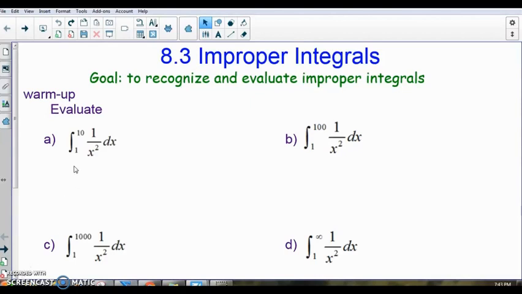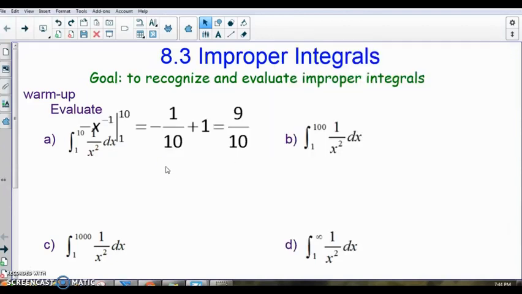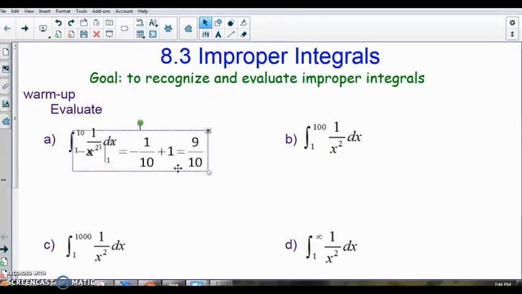We're going to start with the integral from 1 to 10 of 1 over x squared. You should remember that the best way to do this problem is to rewrite it as x to the negative 2. When I integrate x to the negative 2, I get negative x to the negative 1, or negative 1 over x, and I am going to evaluate that from 1 to 10. I end up with two values, negative 1 over 10 plus 1, and this gives me a value of 9/10. So part A has an answer of 9/10.